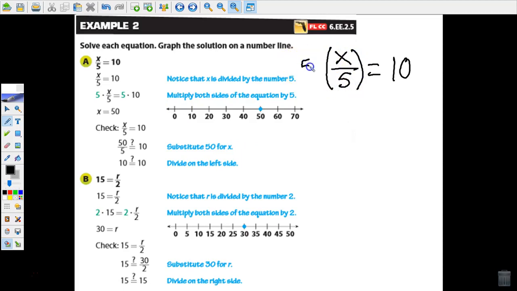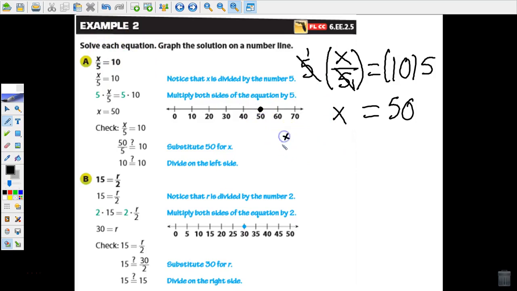So, class, I'm multiplying this by 5. So, really, I'm going to cross multiply and make that and that a 1 and a 1. So, it's just x over 1. So, it's just x. And then I come to this side and I multiply by 5. Okay? So, what is 5 times 10? 50. So, 50, I plug it in. 50 divided by 5 equals 10. I can plug it on the number line. I just checked.